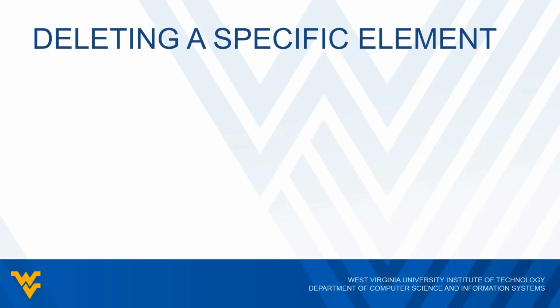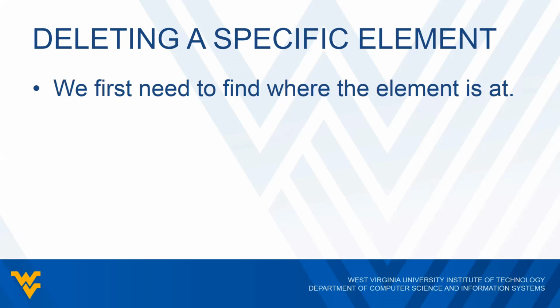What about deleting a specific element? Well, there are 2 parts to this approach. So the first thing is that we need to find the element. If we're saying we're going to delete some element, we have to make sure it's in the array, and specifically we need to know where it is before we can delete it.